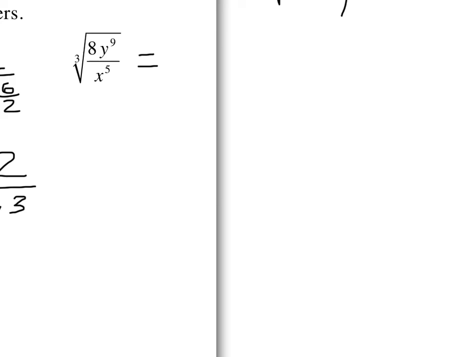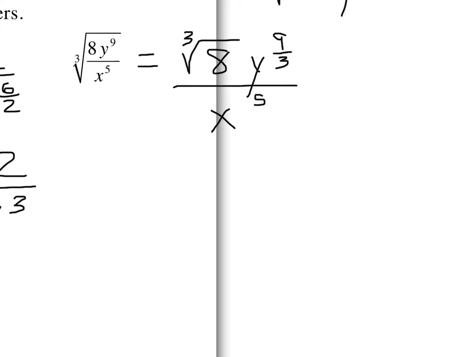Cubed root. So it's the cube root of 8 over x to the 5th. And let's go ahead and make that y to the what? 9th power, but it's the 3rd root. So it's y to the 9/3 power over x to the 5/3 power, because we're taking the cubed root of that. The cubed root of 8 is 2. y to the 9/3, 9 divided by 3 is 3.